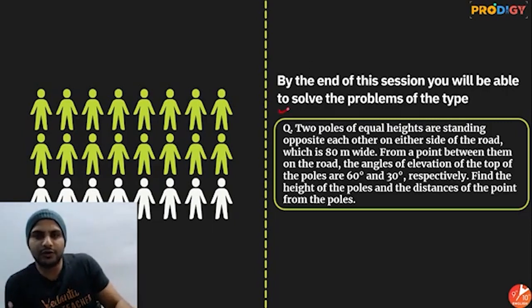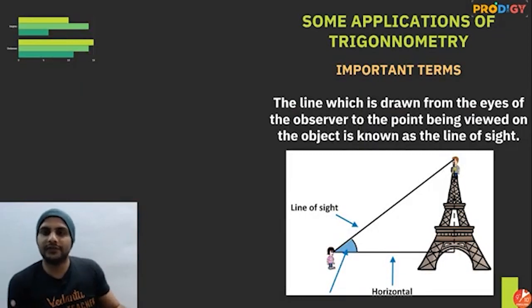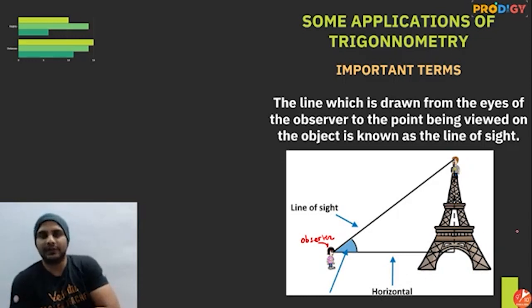This is the kind of problem we'll be solving by the end of the session. Here you must be seeing some words like angle of elevation and all that. So these terms we need to understand to understand this question. Okay, so guys, first thing, important terms. The first thing is this is our observer. And say this is the object. He is looking at this object. Say the top of this Eiffel Tower is the object.